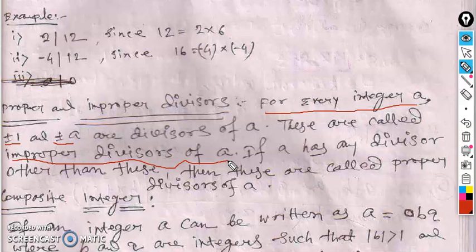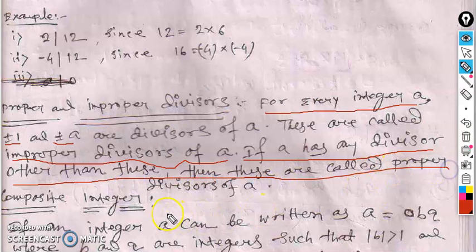Other than these four, all of them are proper divisors. If a has any divisor other than these, they are called the proper divisors of a. So that is the basic idea, and we gave it using an example.